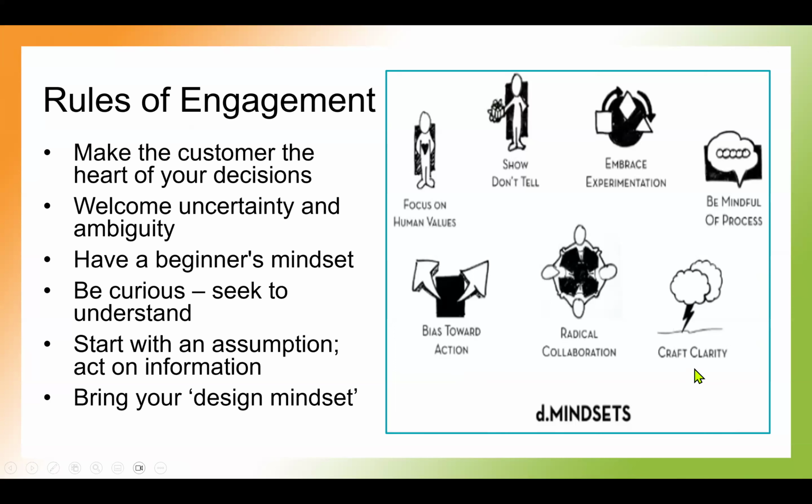Crafting clarity means that when you come up with your idea, be really clear in it so people understand it. Want to focus on human values, that's the human-centered design. Show, don't tell is about when you're prototyping, you don't want to just tell someone what your solution is. You want to be able to show it to them and demonstrate it to them. It's much easier to understand that way. You want to embrace experimentation. Experimentation is a superpower, and be mindful of process. Again, you can iterate, so you don't have to be a slave to the order of the process, but what you really need to do is understand the process and the power of each of the steps.